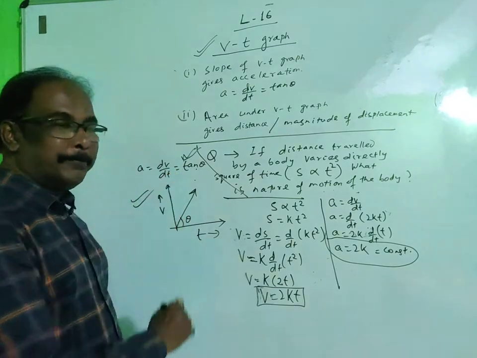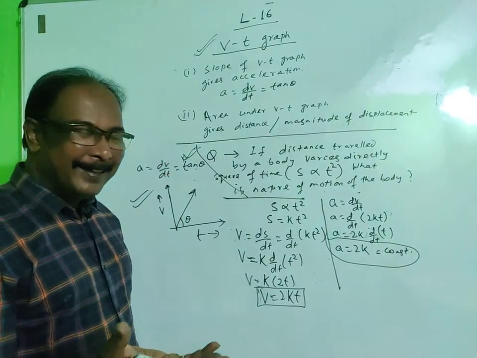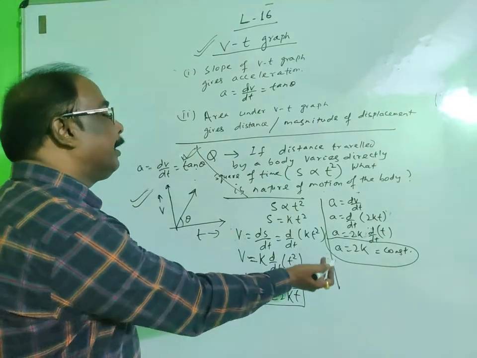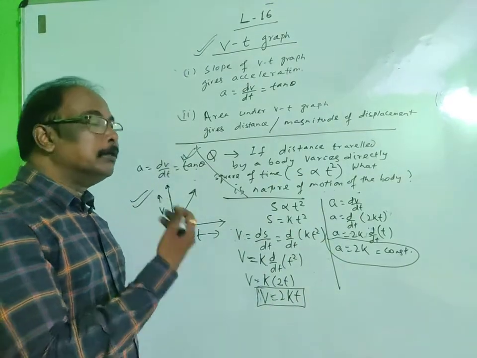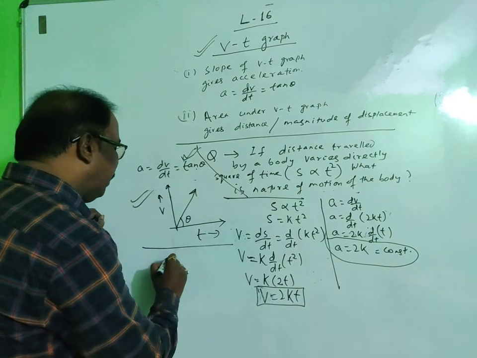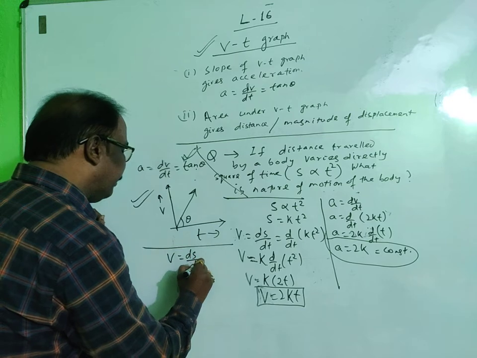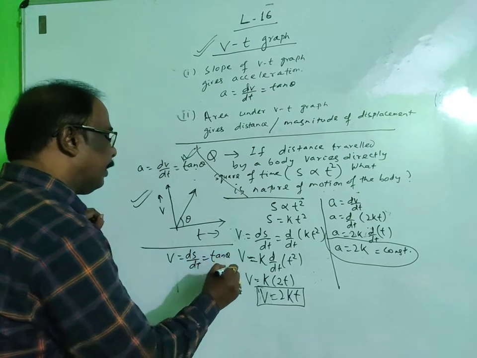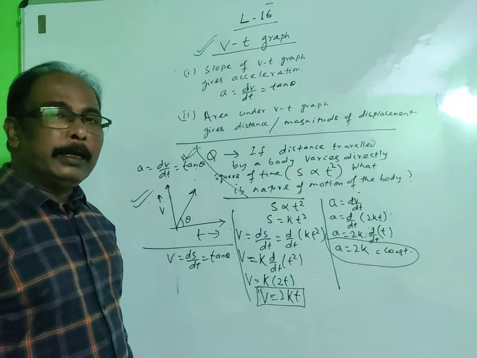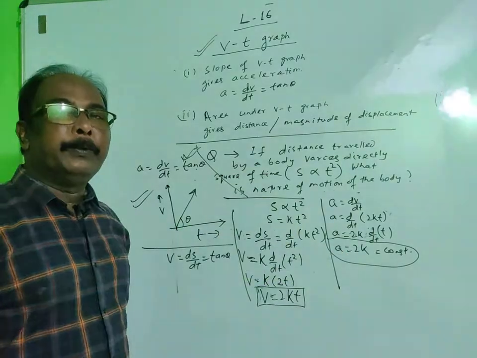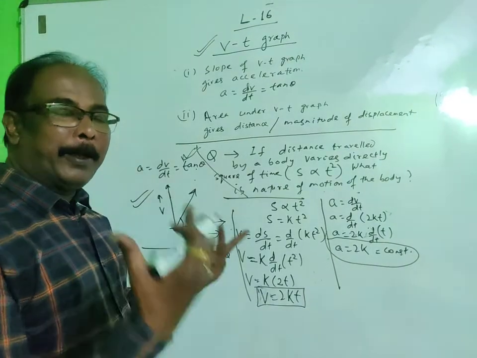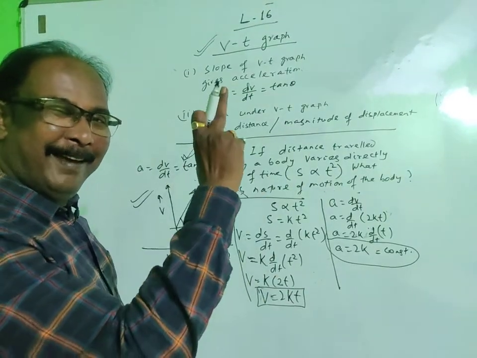This is the Vt graph. Then what about the St graph? Here, as we have discussed, velocity increases. V is directly proportional to t, it is accelerated motion. The magnitude of velocity increases. As you know, V is equal to ds by dt, which equals tan theta. If the magnitude of velocity increases, the body is moving with uniform acceleration. If velocity increases, then tan theta increases. If tan theta increases, then theta increases.